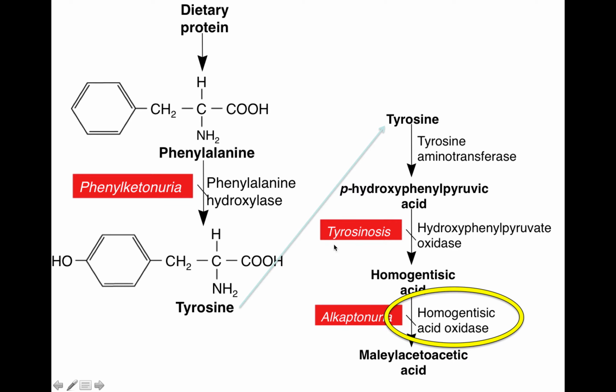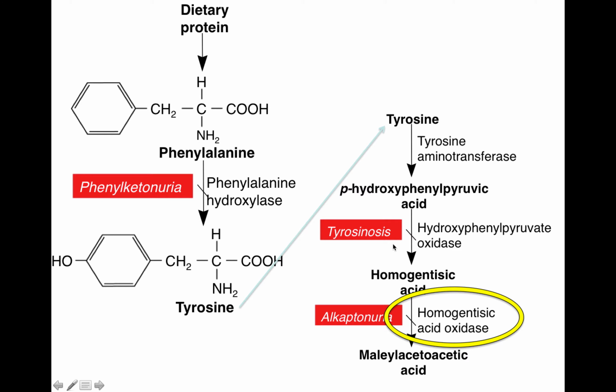From there, tyrosine is modified by tyrosine aminotransferase into para-hydroxyphenylpyruvic acid, and then another enzyme changes it to homogentisic acid, and then another enzyme changes homogentisic acid into maleylacetoacetic acid. Okay, if the enzyme that changes homogentisic acid into maleylacetoacetic acid is defective, you build up too much of the homogentisic acid and you have the condition called alkaptonuria.